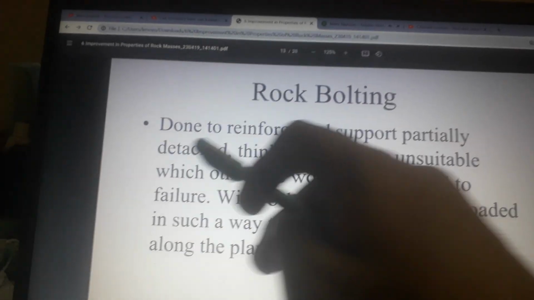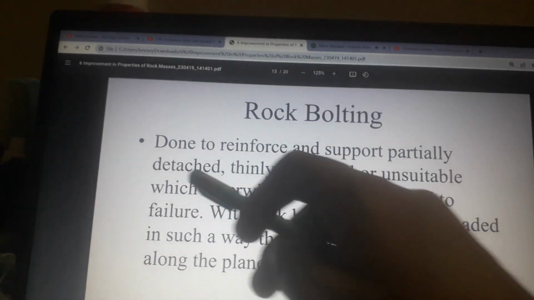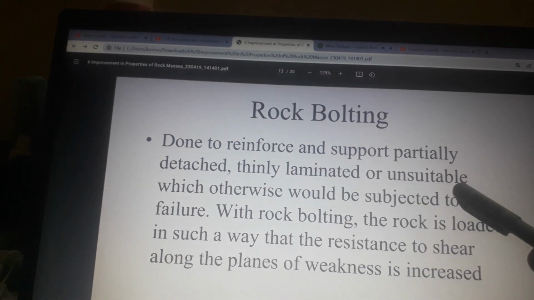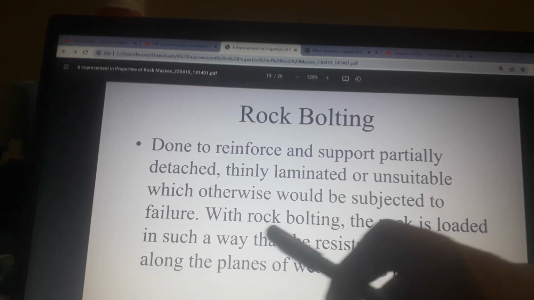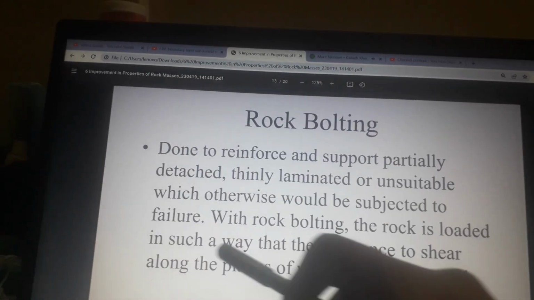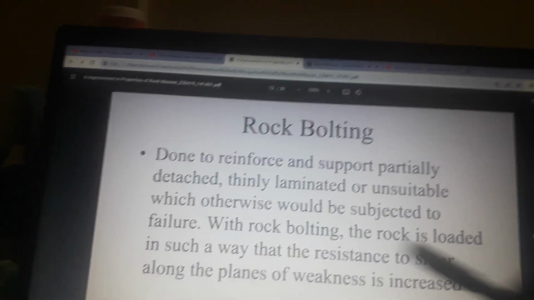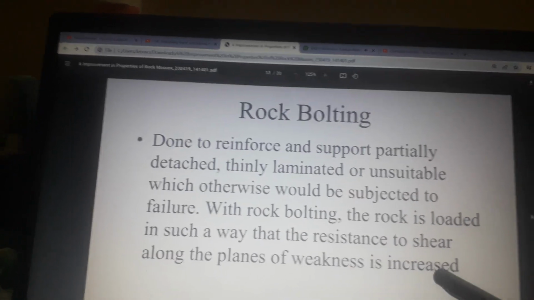Rock bolting is done to reinforce and support partially detached, thinly laminated or unsuitable rock, which otherwise would be subjected to failure. With rock bolting, the rock is loaded in such a way that the resistance to shear along the planes of weakness is increased.